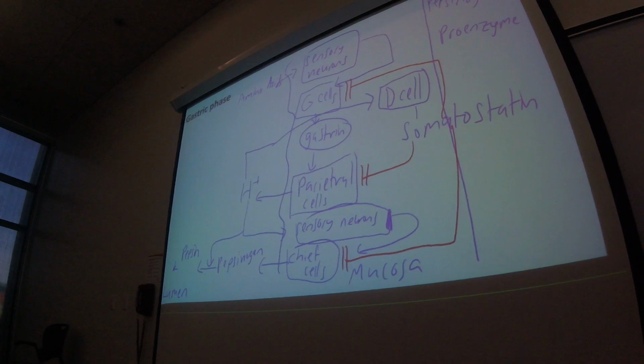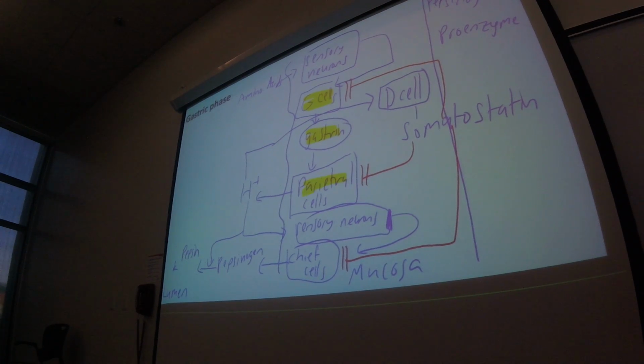How the gastric phase kind of works. As a review, when we detect that there are amino acids, polypeptides in the environment, we activate our G cells. They put out a molecule called gastrin.